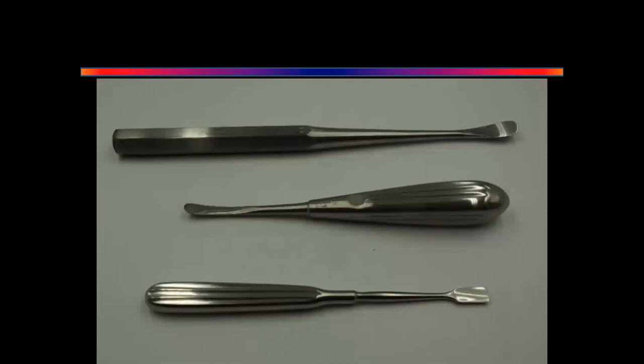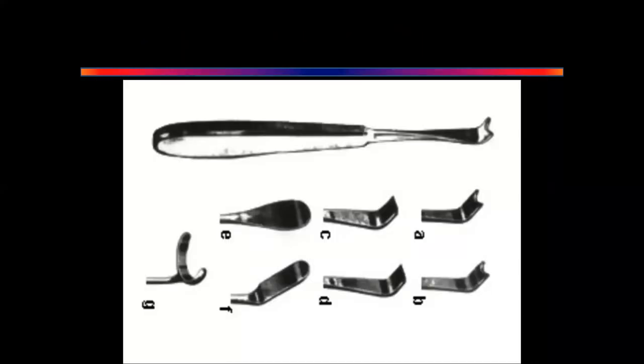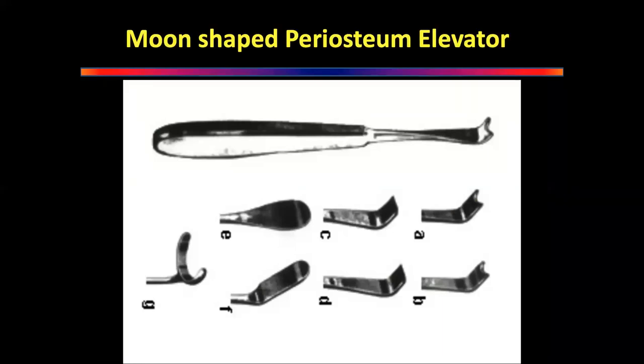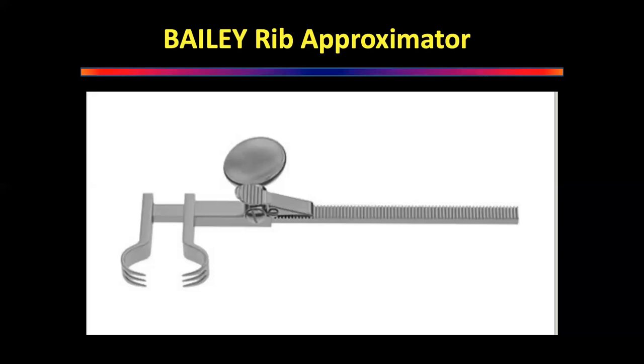We have 5 minutes. We'll quickly finish this. Give me a name. Okay, Adson's periosteal elevator. What is this? Okay, it's moon-shaped periosteal elevator, half moon, full moon, quarter moon. What is this instrument? It's Bailey's rib approximator.